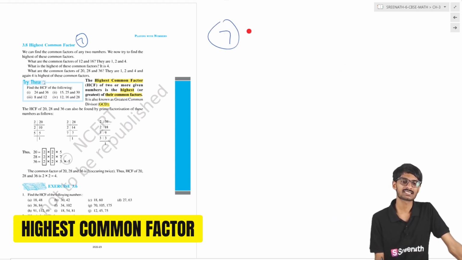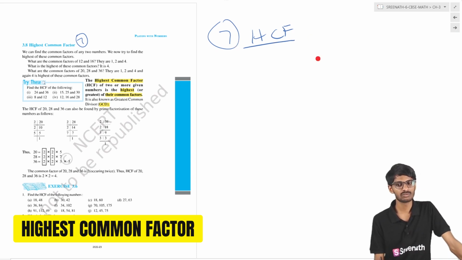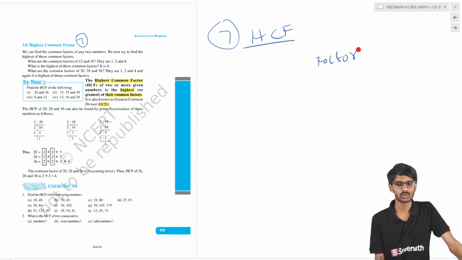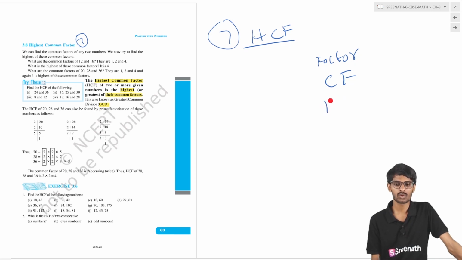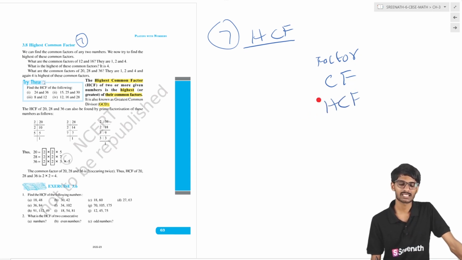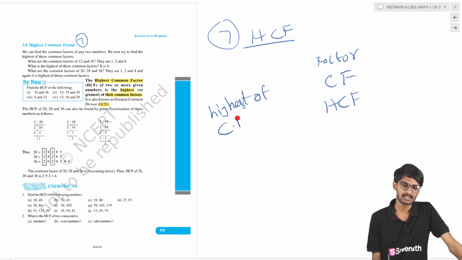Now we are going to start the 7th topic, that is HCF, highest common factor. Basically we know what a factor is, and we know what a common factor is. Now we are going to find the highest common factor. It's very simple, students. The highest common factor of 2 or more given numbers is the highest of their common factors. So highest of common factors is HCF only.